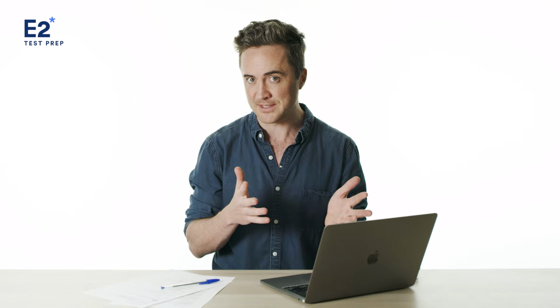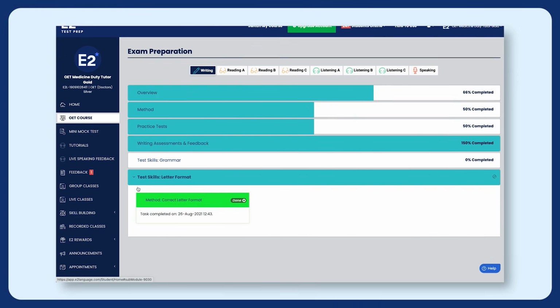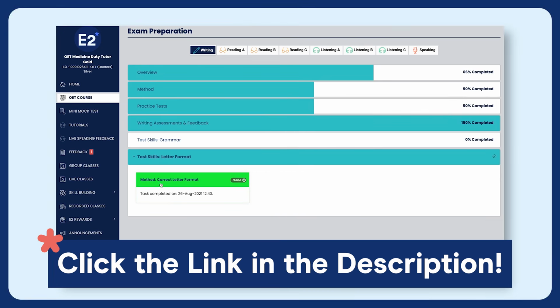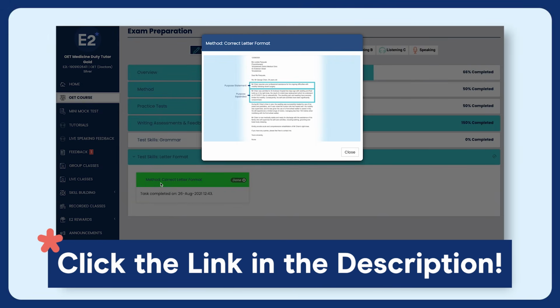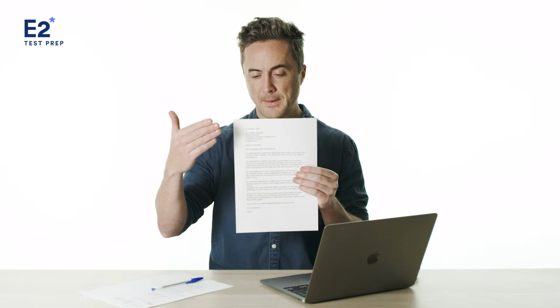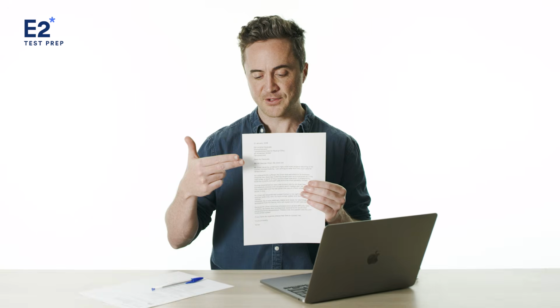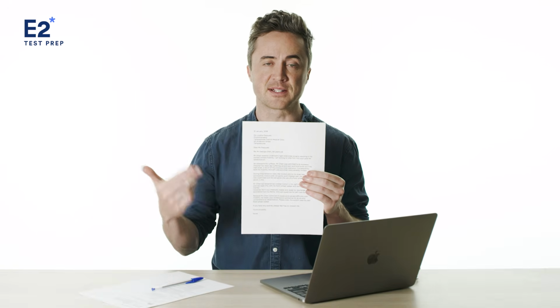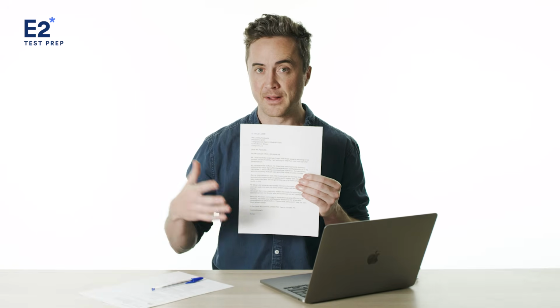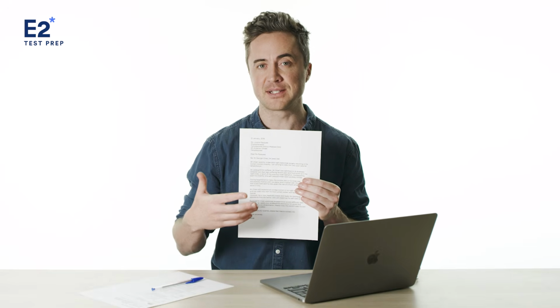And while we're talking about structure, I highly recommend that you watch the video on letter structure on E2 Test Prep because large chunks of the letter you write are formulaic. So much of the letter can actually be memorized. That is the address, the date, the salutation, the sign-off, etc. However, the body of the letter cannot be memorized. You need to write this flexibly according to the case notes you receive on test day.